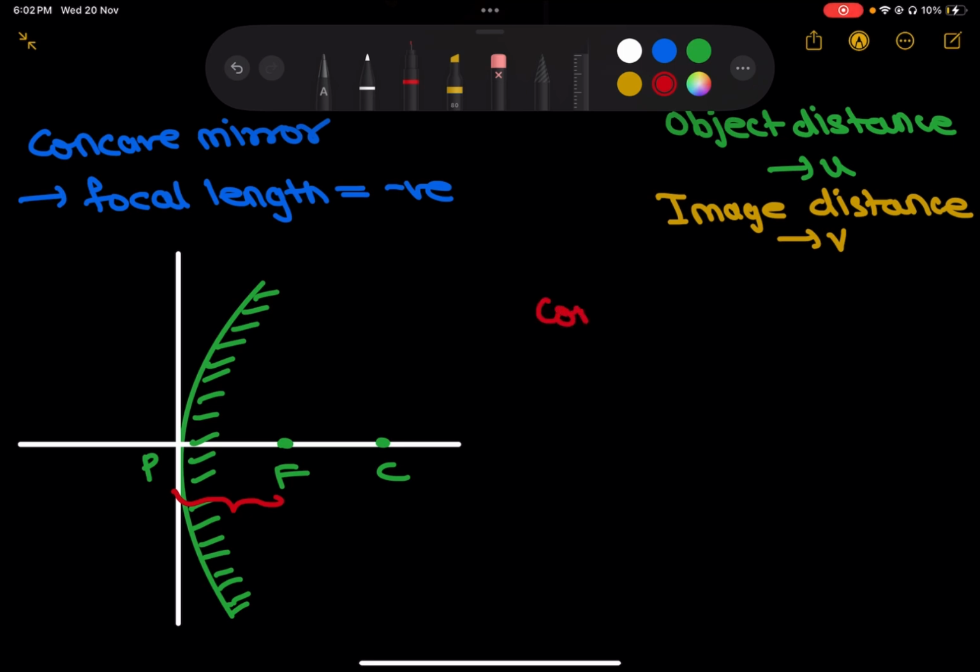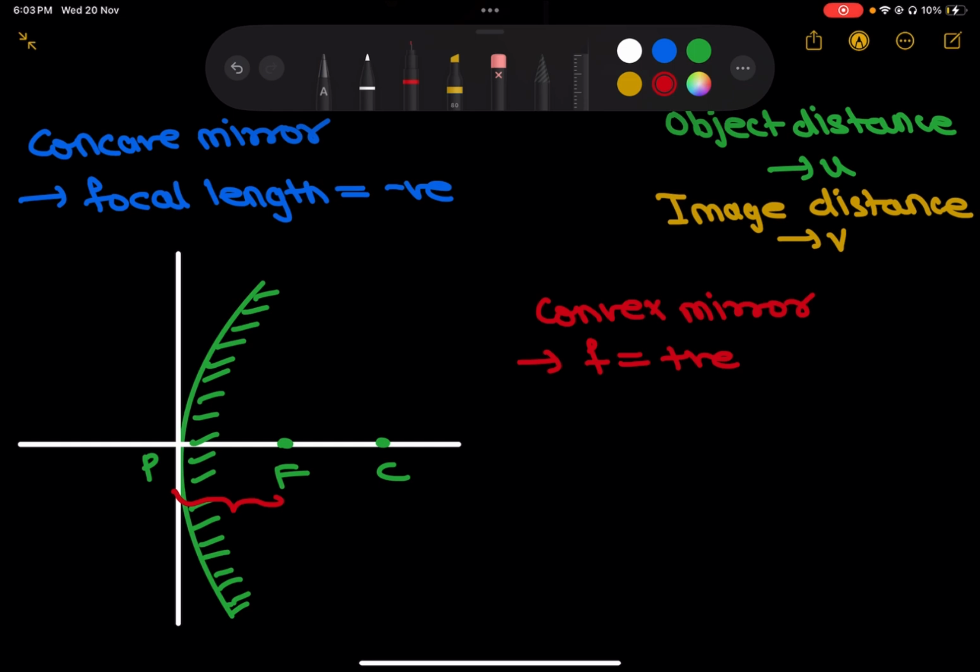So for a convex mirror, focal length is positive always. Remember this. For concave mirror, focal length is negative. For convex mirror, focal length is positive. Remember it in this way: if you keep the origin at the pole, then where is the focus? If it is on the right side, the focal length is positive. If it is on the left side, the focal length is negative. Simple.